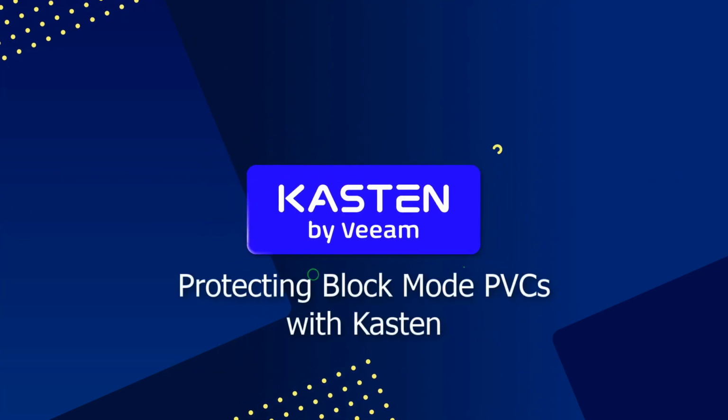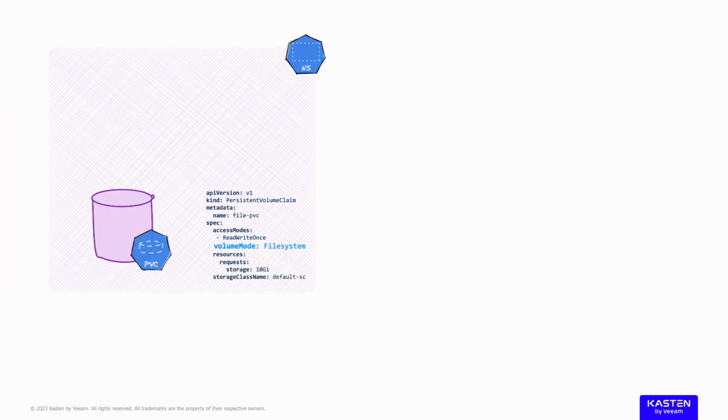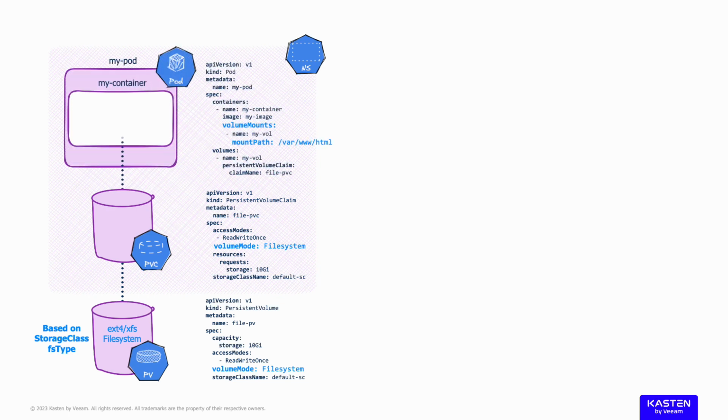In this video, we'll take a quick look at Kasten's support for creating durable backups of raw block mode persistent volumes. In Kubernetes, the default configuration for new PVCs is file system mode, meaning my underlying storage volume is going to be formatted with a file system, typically ext4 or XFS, which is then mounted as a path within my pod, based on that pod's spec.